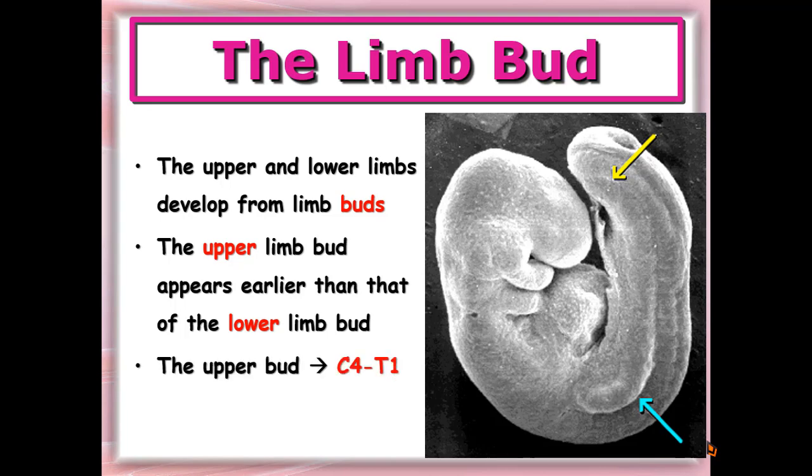The upper limb bud appears at the region between C4 and C1, and the lower bud appears at the region between L2 and S3. And if you remember from the upper and lower limb lectures, these are the areas where you can find the brachial plexus and the sacral plexus.